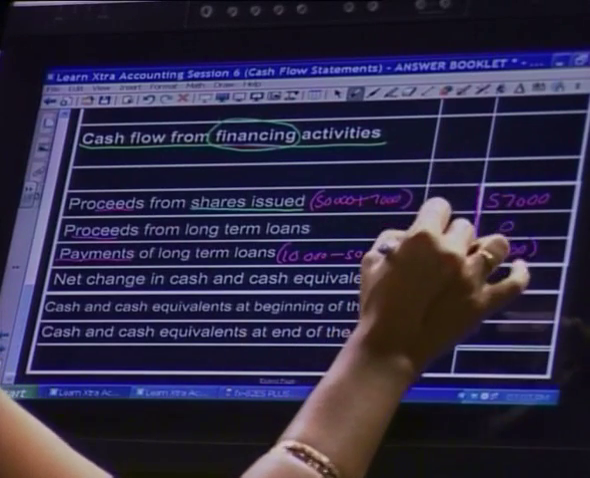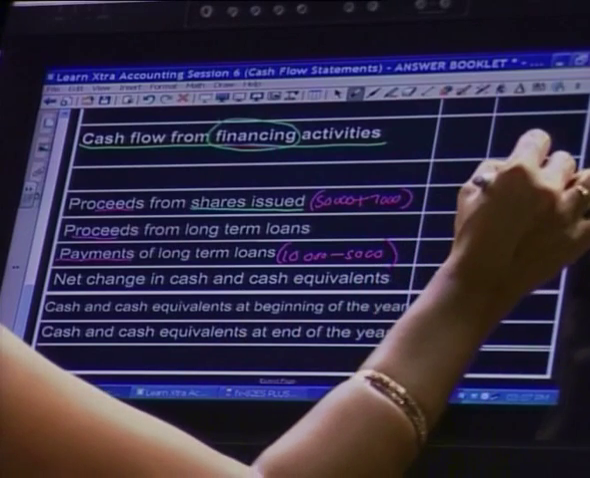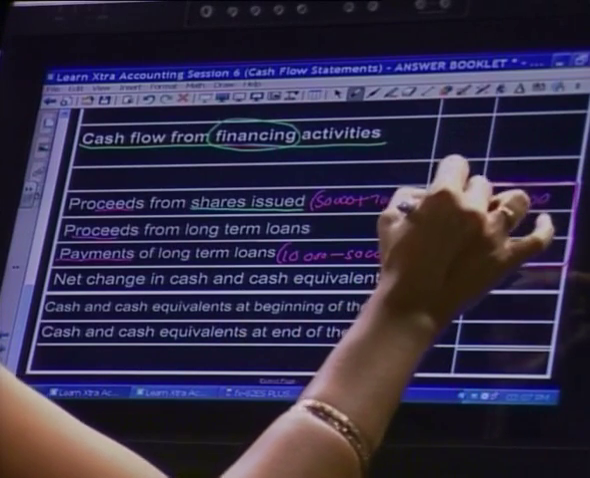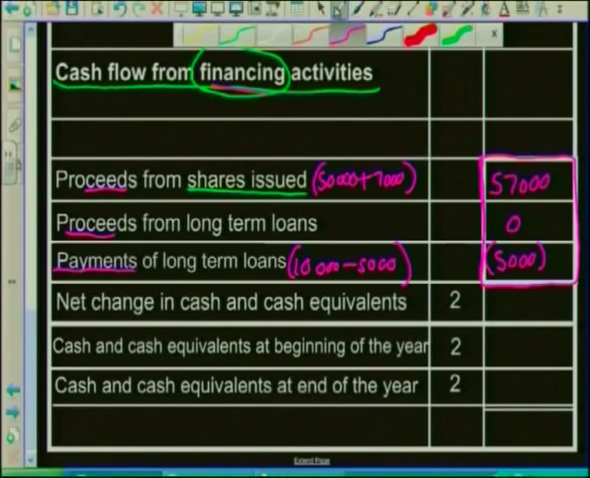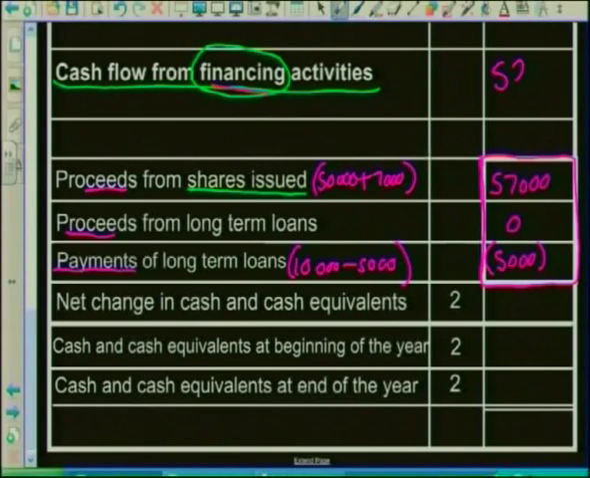Right, again, I've got a block here. Okay, I know you guys can't see it very clearly, but this is a block. 57,000, I've got a negative amount, so I must subtract 5,000. And my cash flow from financing activities is an amount of, don't need your calculators for this, 52,000.